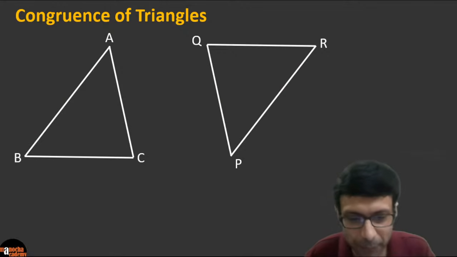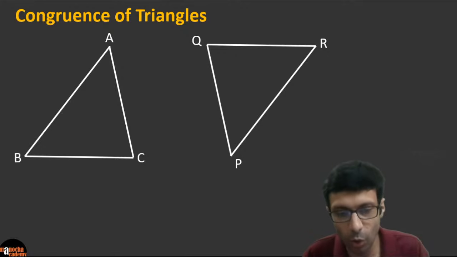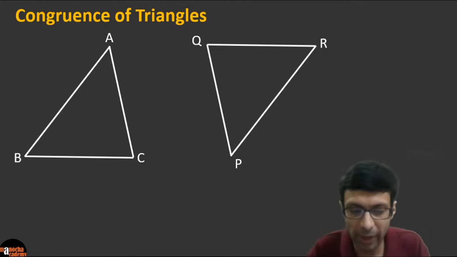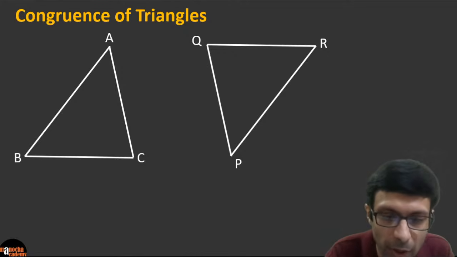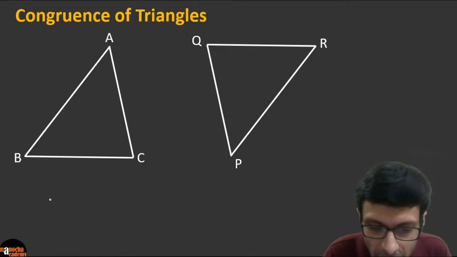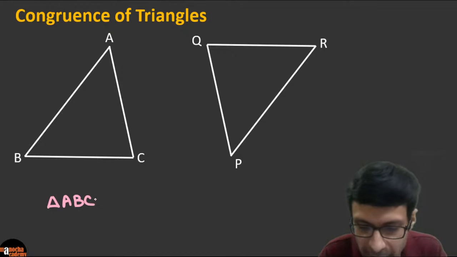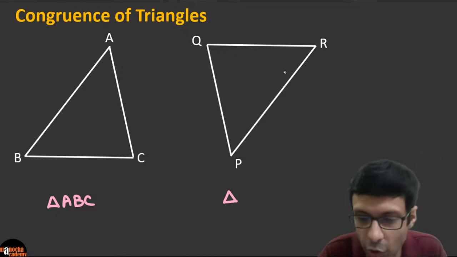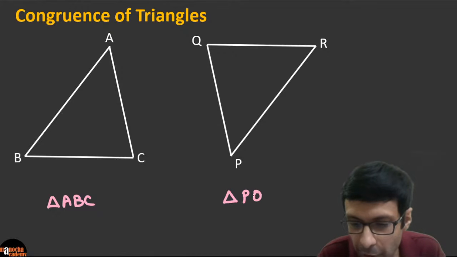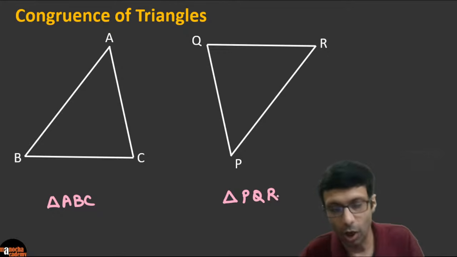So let's go ahead and talk about the congruence of triangles, right? So now let's take a look at how we express it. So what do we have here? Can you see we have two triangles, right? This is triangle ABC, and then we have the triangle PQR here, or QPR, whichever way. So triangle PQR. Okay.